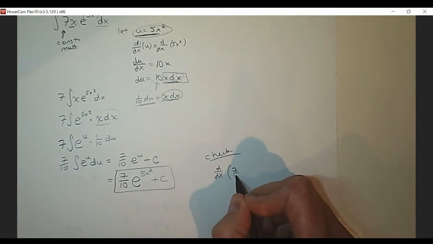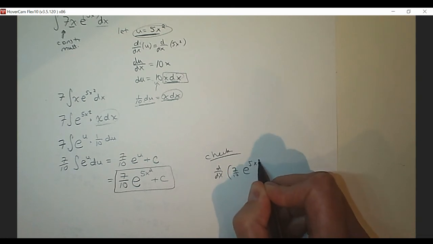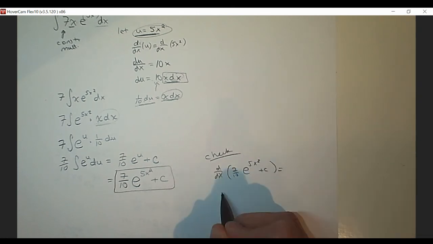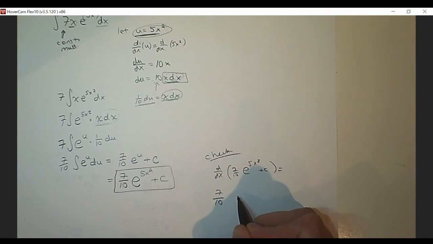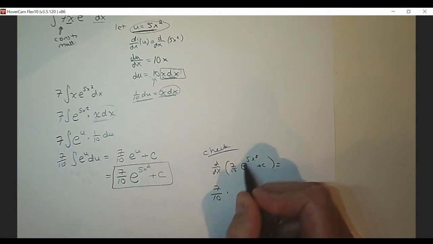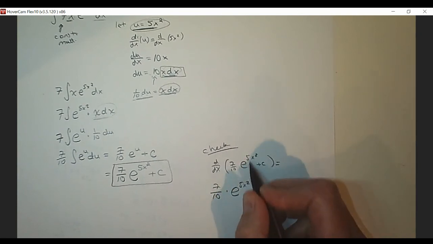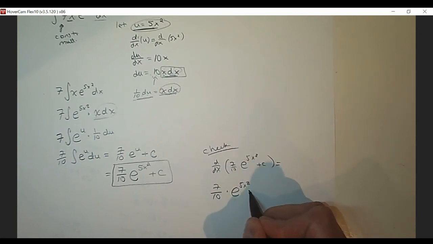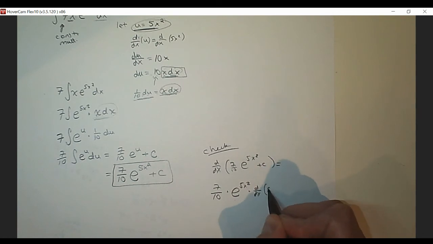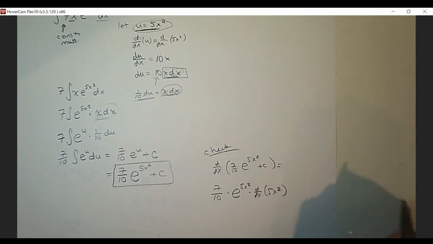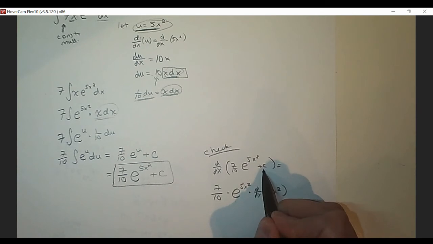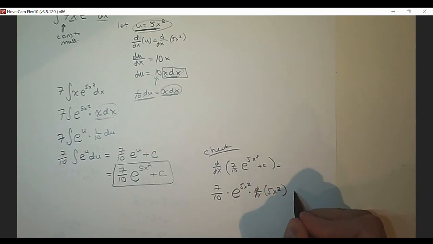So if we find the derivative of this function, the 7/10 is a constant multiple that's going to hang out front. The derivative of e to the 5x squared is e to the 5x squared. You make a copy. That's how you handle the derivative of e to the power. And then because of the chain rule, we'll have to multiply by the derivative of the inner function. And then the derivative of c, that's a constant, that's going to be 0.